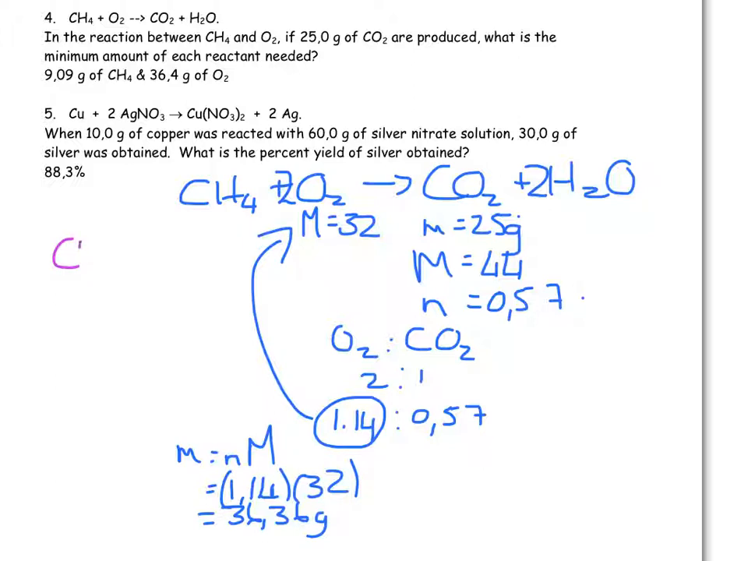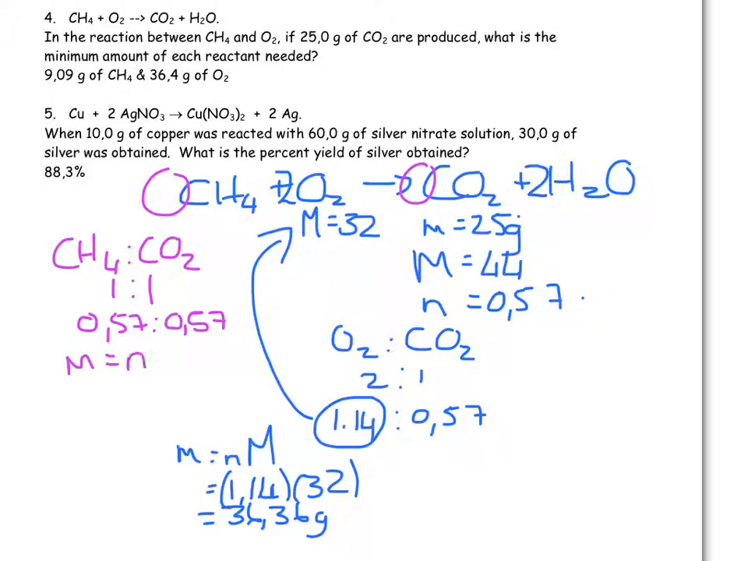Now I need to do exactly the same thing, except that this time I have to do my relationship between CH4 and carbon dioxide. So it's a 1:1 ratio. Easy. So it's 0,57 moles to 0,57 moles. Mass is equal to number of moles times molar mass. The molar mass of methane is going to be 12 plus 1 plus 1 plus 1 plus 1, which is going to be 16. So it's 0,57 multiplied by 16, and I get 9,12 grams.